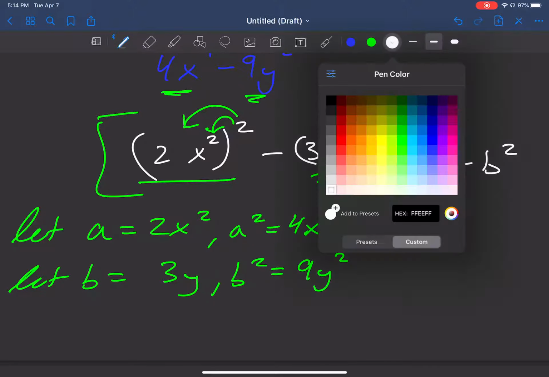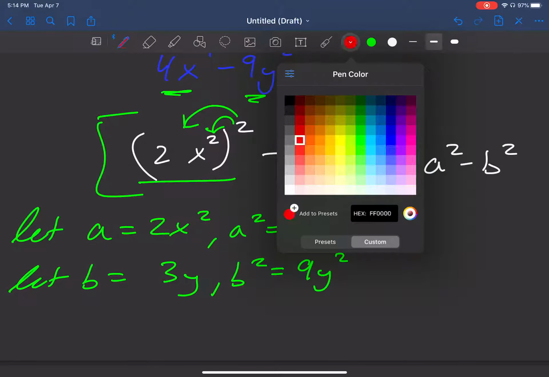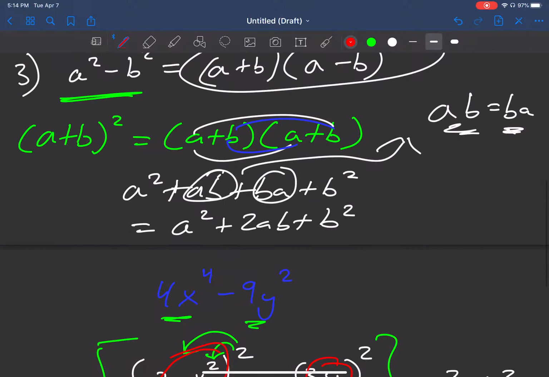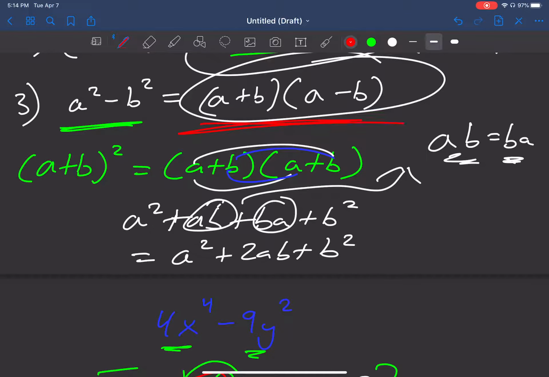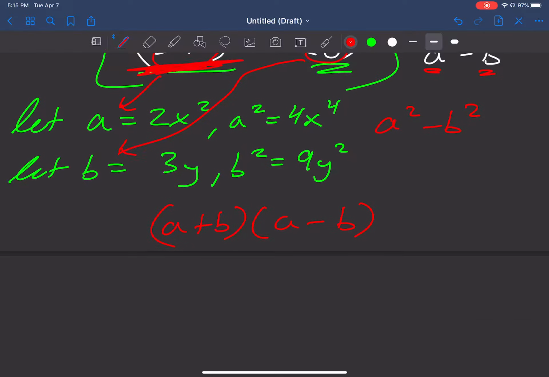Right? Because again, I'll circle it in red. This thing here in red is a, and this thing here is b. But this whole thing in red is being squared. So you have a squared minus b squared, and we have a formula for that, right? You have a formula for this. It's just a plus b, a minus b. So now we just substitute what we have in for a.